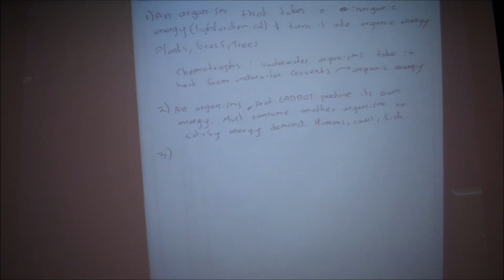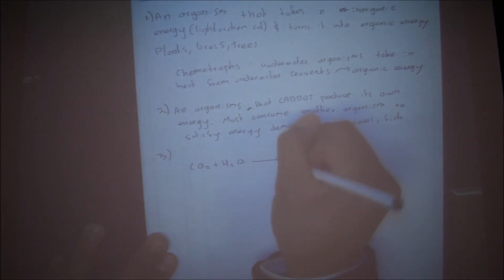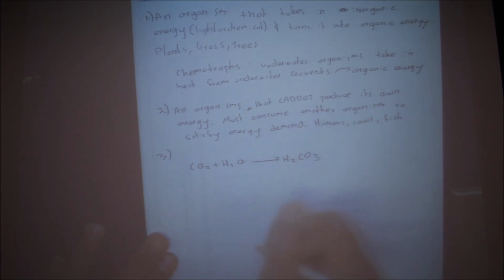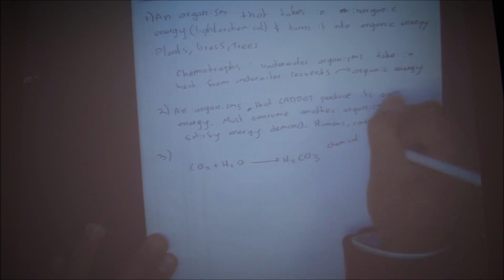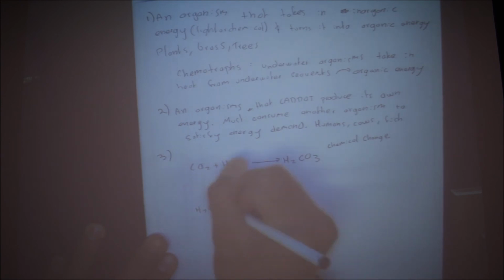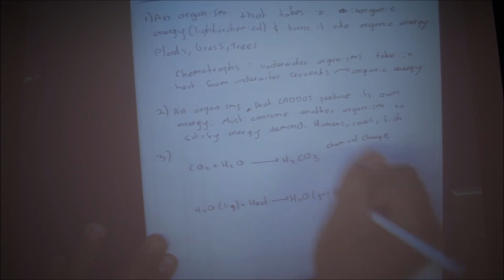3. Explain the difference between a chemical reaction and a state change. So I want to go ahead and write down these two formulas, right? We have CO2 plus H2O, H2CO3, and this is a chemical change. Right here we have H2O as a liquid. Heat is being applied. H2O is turning into a gas, right? We call this a state change.